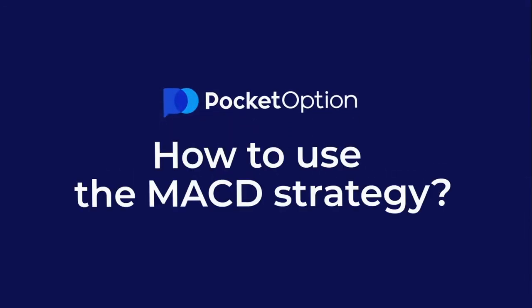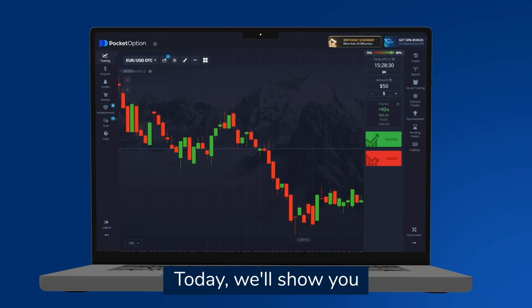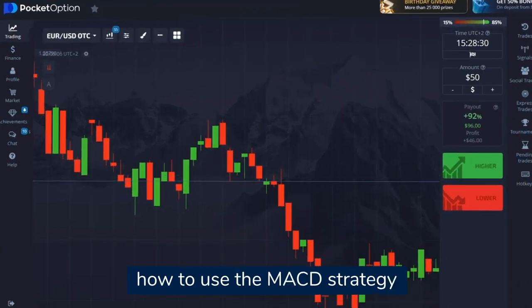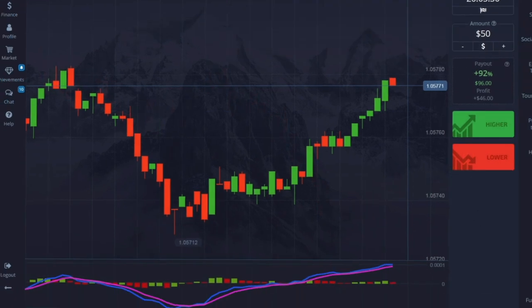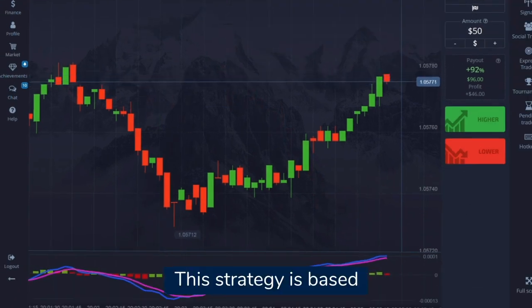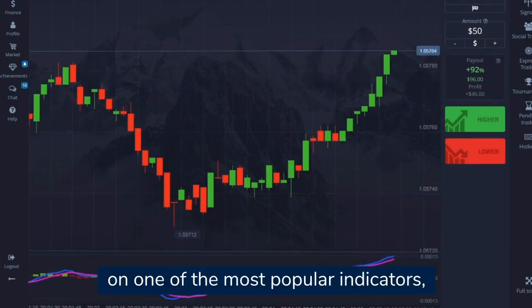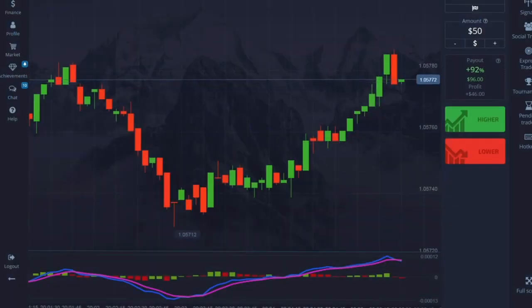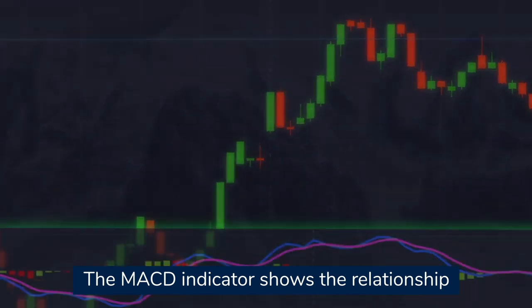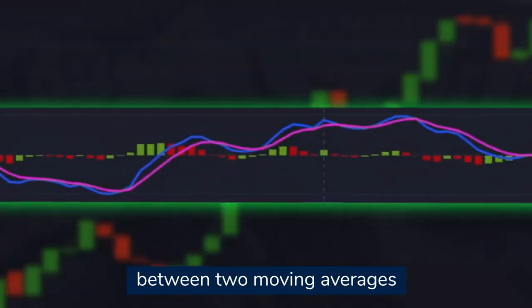How to use the MACD strategy. Today, we'll show you how to use the MACD strategy for quick trades starting at 5 seconds. This strategy is based on one of the most popular indicators, the MACD, or Moving Average Convergence Divergence. The MACD indicator shows the relationship between two moving averages of the asset price.